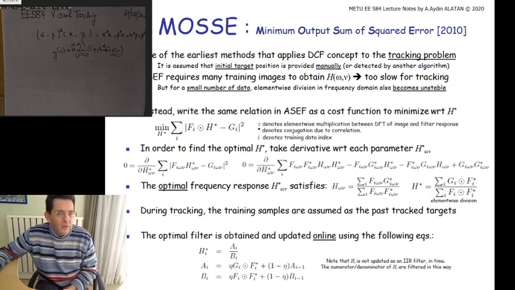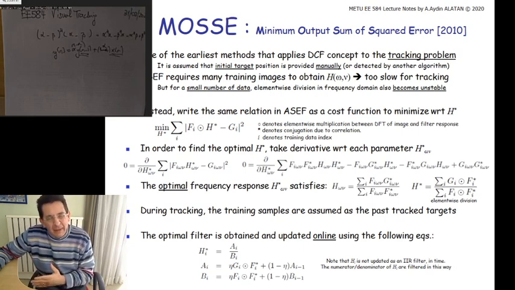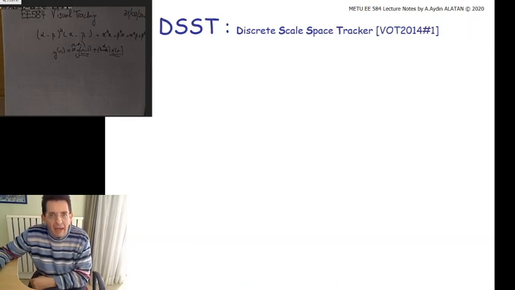That was a very beautiful, elegant algorithm. It gave very good results. That's like a little breakthrough in the literature for tracking purposes, and with a very fast time, we were able to obtain some good results. Okay, now let's look at our DSST.